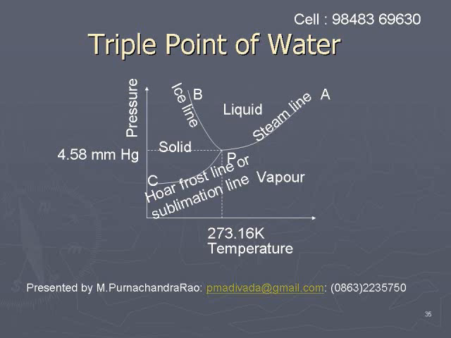That means any point indicates a set of values of pressure and temperature. Any point above PA and PB indicates liquid state. Any point left of PB and PC indicates ice, and any point under PA and PC gives vapor state. Like this, we have to understand this graph.